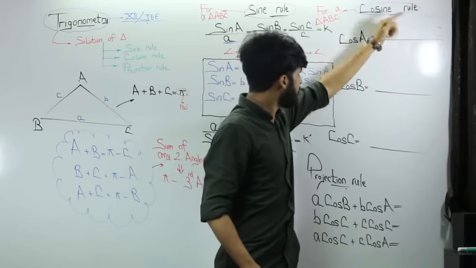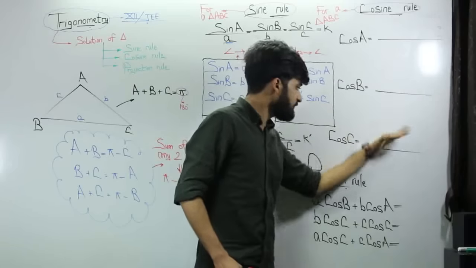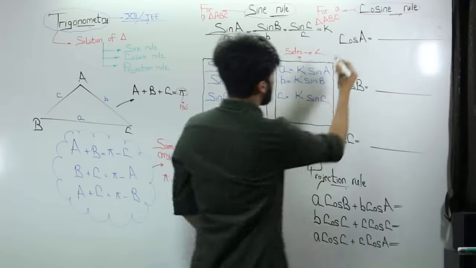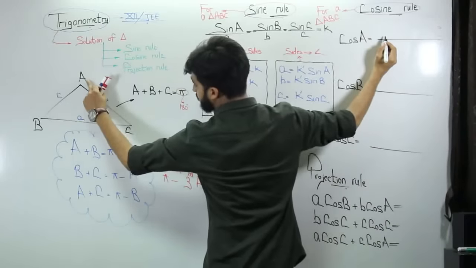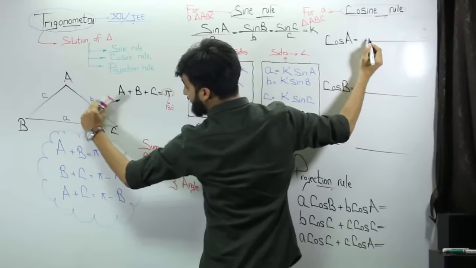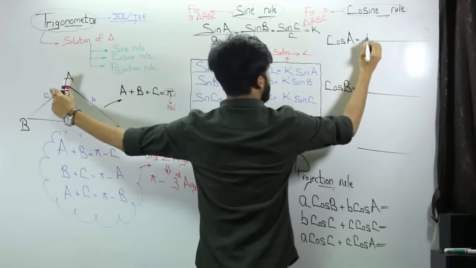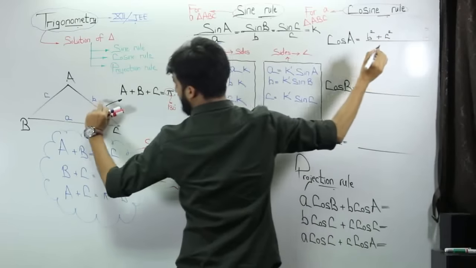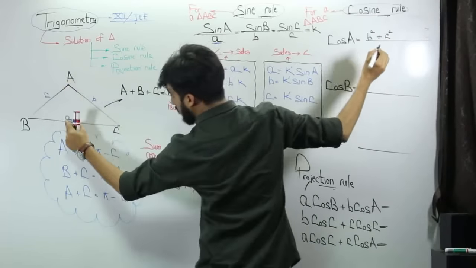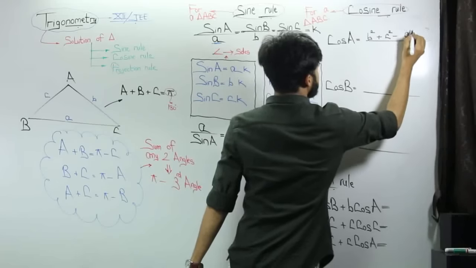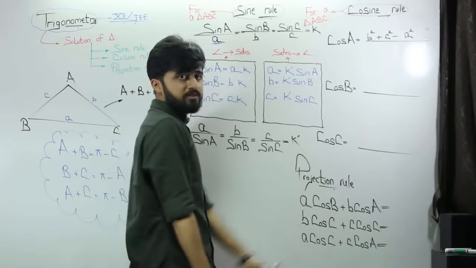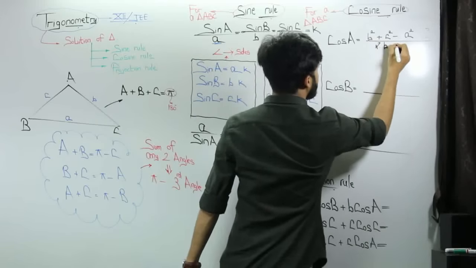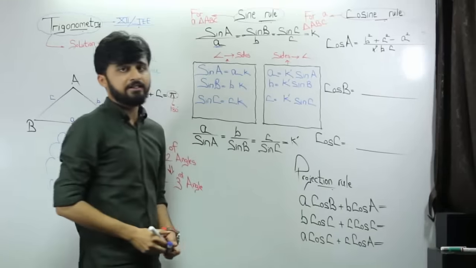The cosine rule is always some numerator upon some denominator. Suppose I want to write cos of A. Square and add the sides adjacent to A, that is B square plus C square. Subtract the opposite side's square. That is the numerator. In the denominator it is 2 into the first value into the second value. In this way we write the cosine rule.